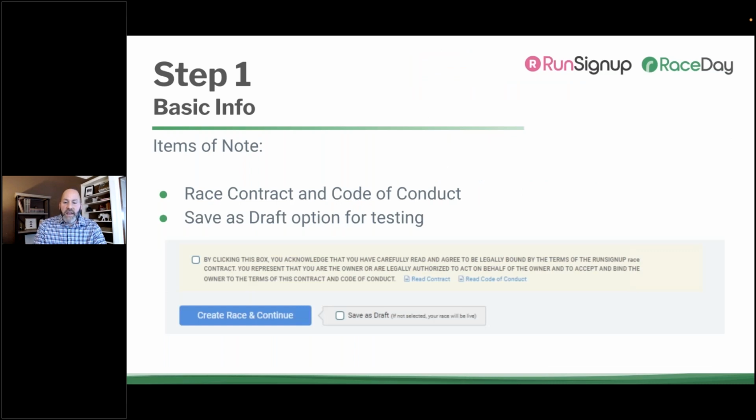Finally, on step 1, it has our race contract and code of conduct. So that's an agreement between RunSignup and the timer or the race, understanding how things work on our platform and what code of conduct we need to abide by. And this is also where your draft options are. So if you want to develop your race website and your registration form without people seeing what you're doing in process, you can click this as Save as Draft.